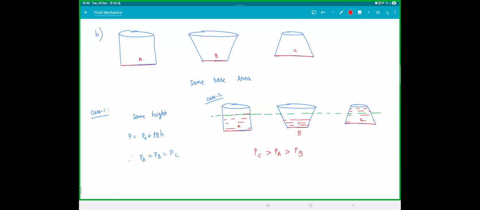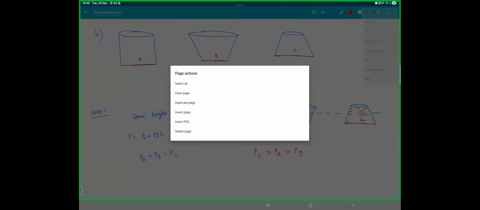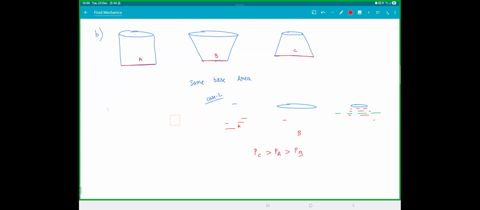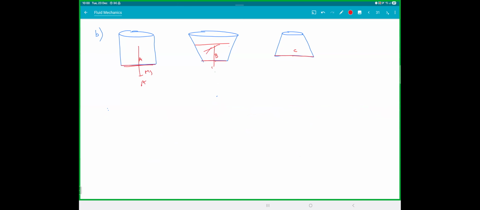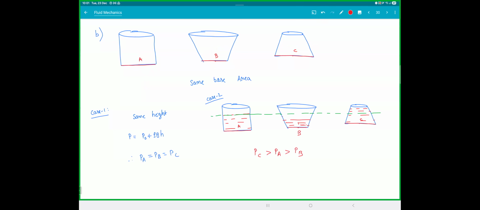Now my doubt is this. Since they all have the same amount of liquid and the base area is the same, shouldn't the pressure be mg by area? Then shouldn't the pressures be the same? You're getting the problem there. You said all have the same weight. So you are giving the same amount of liquid. So technically this must be mg and this is area. So mg by area, mg by area, mg by area. So all should have the same pressure. What is the problem? Why am I getting different pressures if the weight is the same and the area is the same?